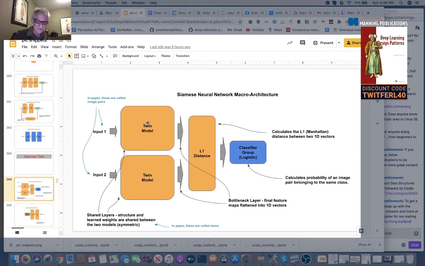Now here's the problem I want to solve. An end user, a customer, has their own picture or something, and it's not one of your products, but you want to know what's the closest product you have that looks like their picture. That's what we use a Siamese twin for.